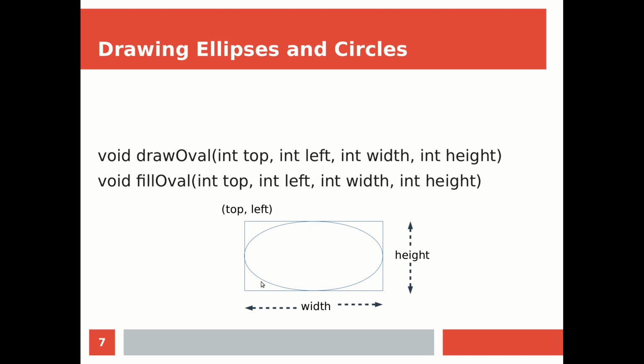So if we want to draw a circle or an ellipse, then we will pass the coordinates of the top left corner of the rectangle that encloses it, and then we pass the width and height. So if you look here, it is top, left, width and height.